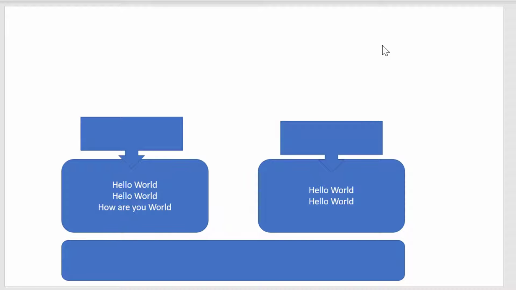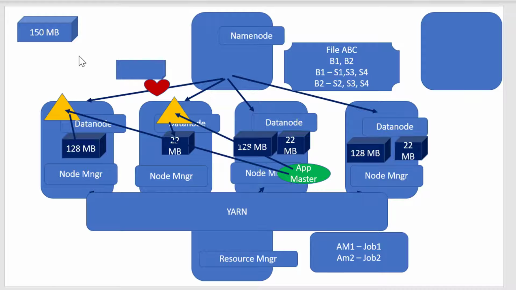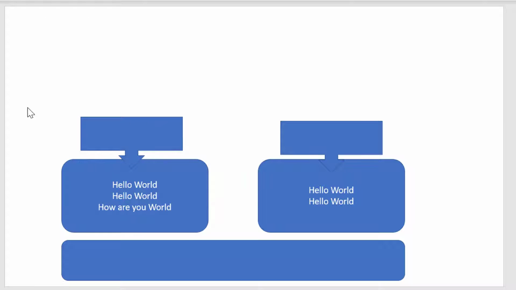Assume I have a text file with 5 lines. And for the understanding purpose, let's consider that the file size is 150 MB. As per the default criteria, it's going to slice it based on the default block size, that is 128 MB and 22 MB. It might get distributed across different systems. Let's understand the first block, that is 128 MB, which has 3 lines, and 22 MB, which has 2 lines.